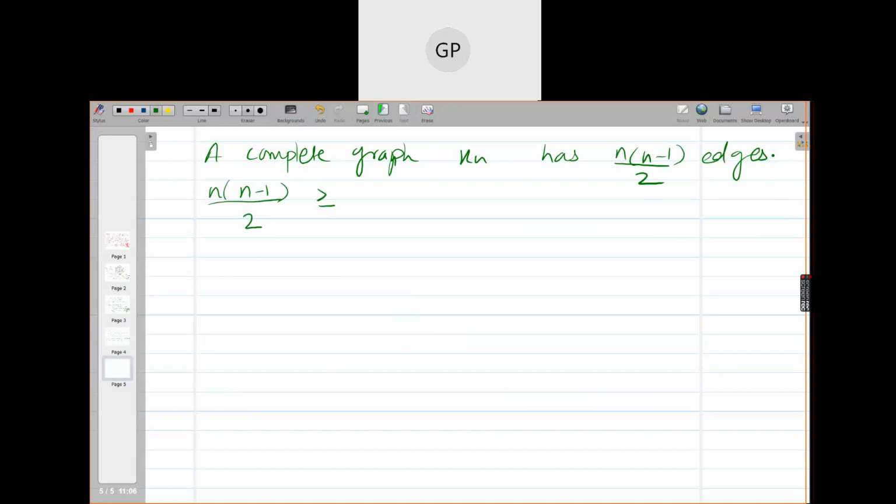Okay, so a complete graph Kn has how many edges? n into n minus 1 by 2 edges, right? But you want at least, that means this number should be greater than or equal to 600. Do you understand? It should be at least 600 or more. What does it mean? It means n into n minus 1 is greater than or equal to 1200.